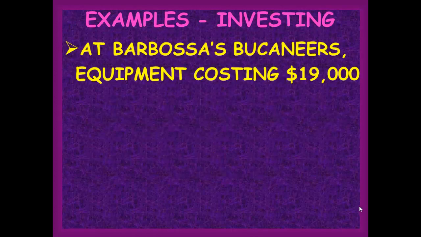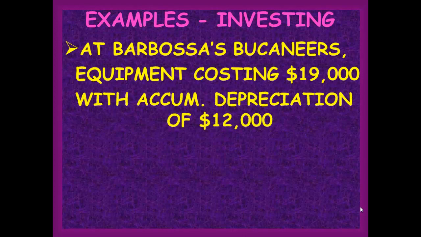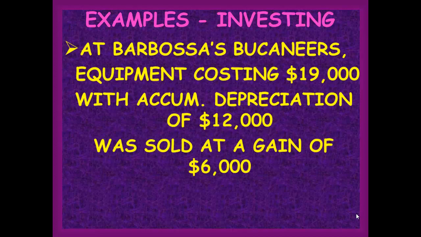Barbosa's company. Equipment that cost me $19,000 and had $12,000 accumulated depreciation was sold at a gain of $6,000. In a nutshell, what happened? I sold some equipment. All right, I've sold equipment. What section will that go in? Operating, investing, or financing when I sell equipment? Investing, buying and selling property, plant, equipment goes in investing. Is this going to be an inflow or an outflow? An inflow, money's going to come in.